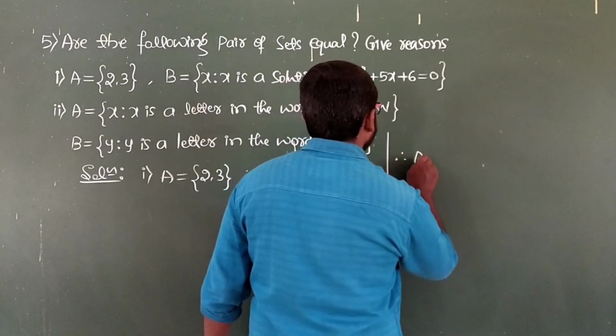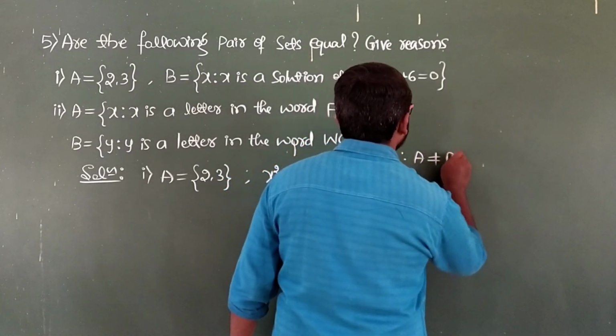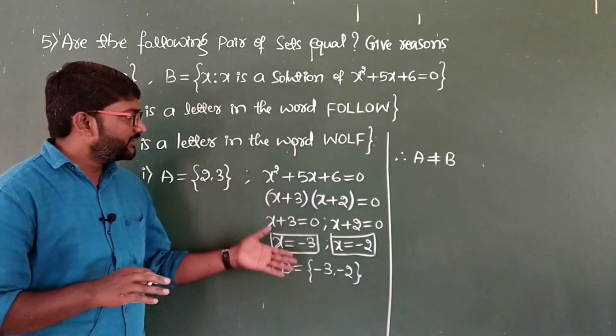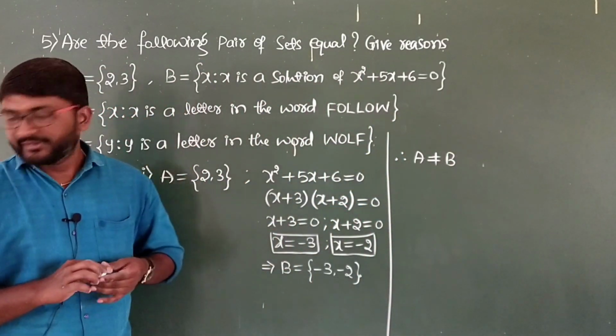Therefore A is not equal to B. These two sets are not equal. So note down this and then I will go for the second one.